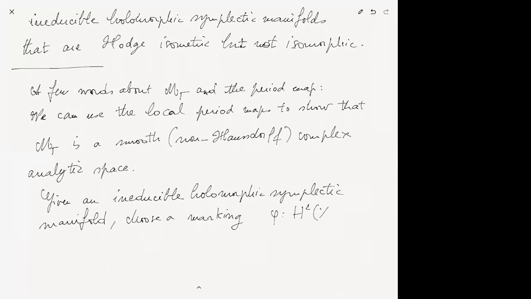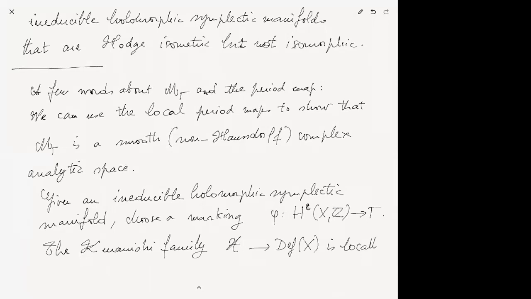From H2 of X,Z to gamma. And then we have the Kuranishi space, right? So the Kuranishi family X to Def of X. We saw that this is locally isomorphic via the local period map to the period domain. So we can use this isomorphism, which you remember, the local period domain.